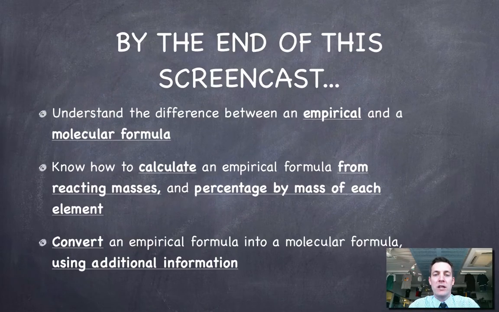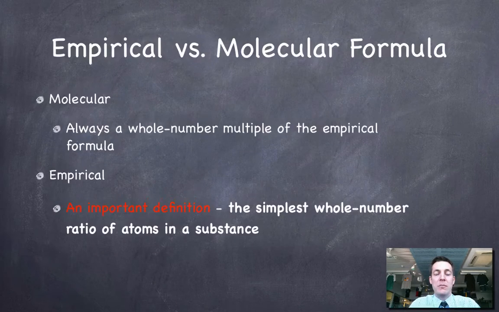You'll know how to calculate an empirical formula if you're given the masses of elements that react together to make a particular substance, or indeed if you were to know the percentage of each element in a substance by mass. And then last of all, we're going to look at how we convert an empirical formula into a molecular formula if we're given a little bit of extra information. So let's start off, importantly, by understanding the difference between these two types of formula.